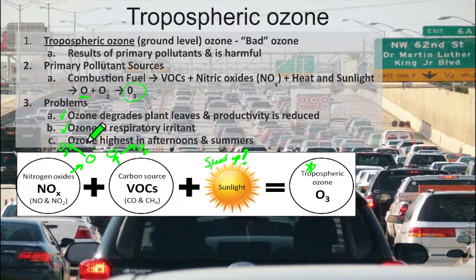And then ozone, again, is highest in afternoon and summers. This has to do with the amount of cars that are present here. All right, so more cars, more of these molecules, and then the heat and sunlight are going to speed this reaction up, so it's going to get our ozone in higher amounts. Kind of twofold reason why we would see that higher in the afternoon and in the summers.